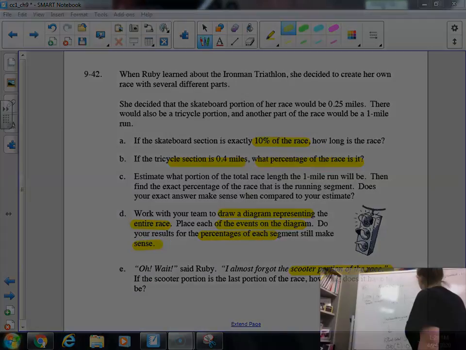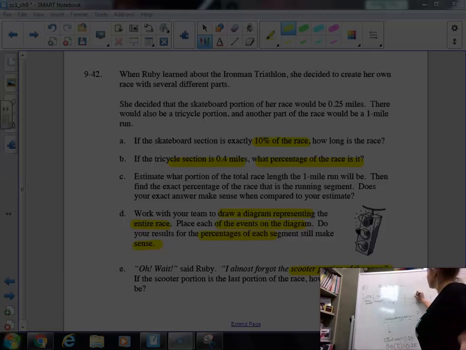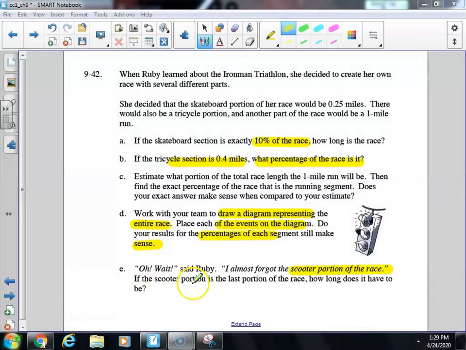All right, so if we go back and now add the scooter, we can go ahead and determine what percent of the race that should be. So if we know that 40 plus 16 plus 10 is 66%, we know that 34% of our race must be the scooter. So question E says, using that information now, how long is this scooter portion of the race? So what is 34% of the total?